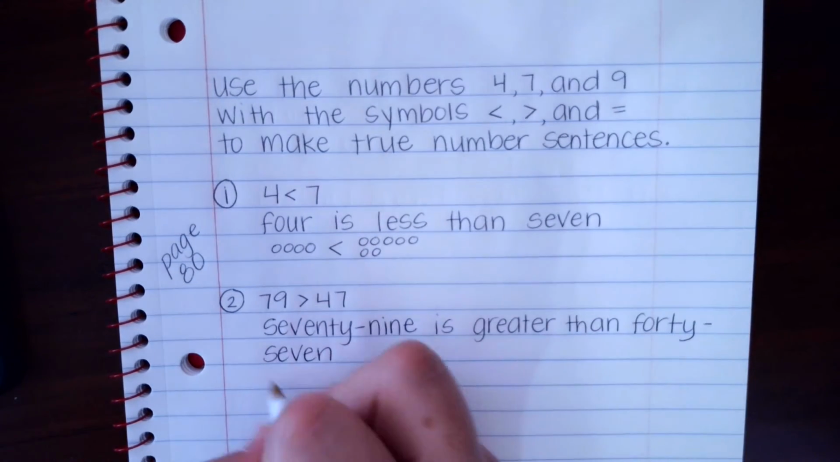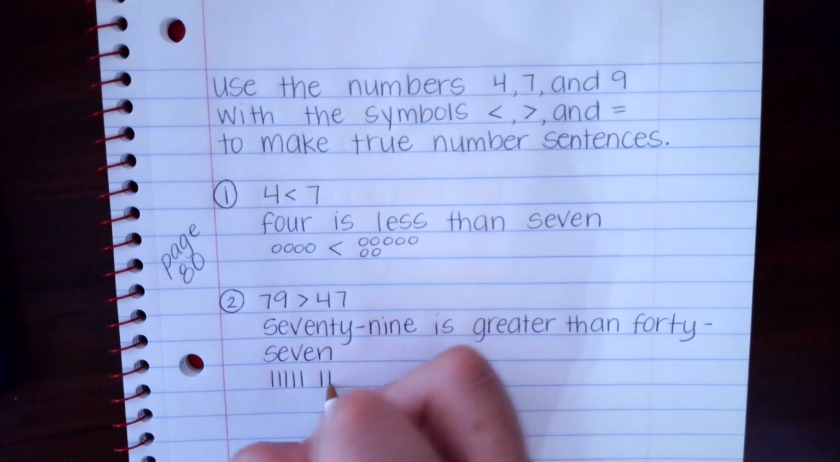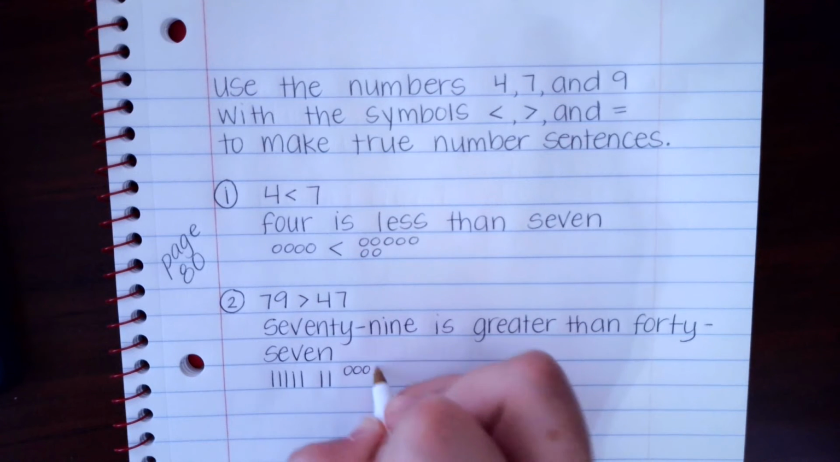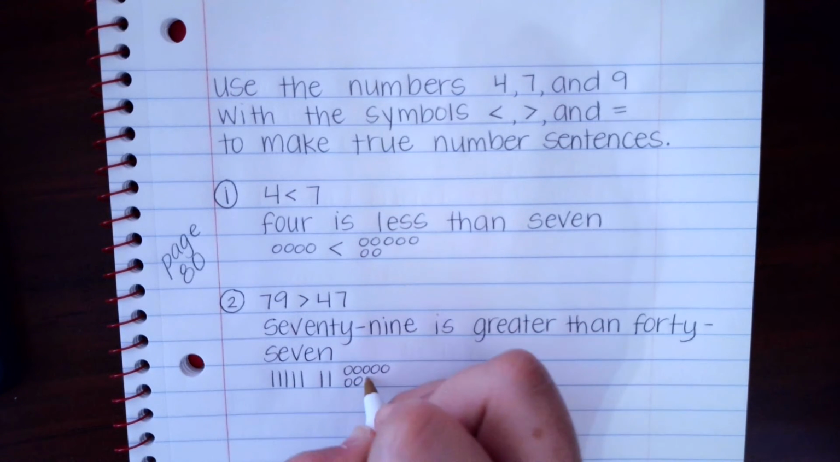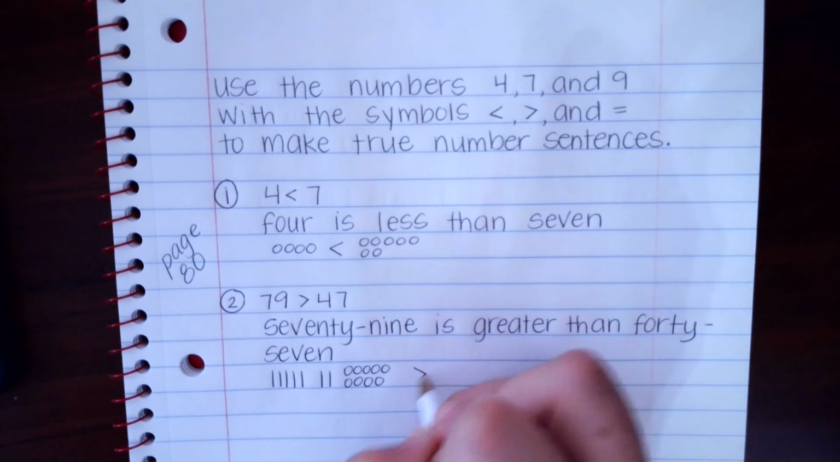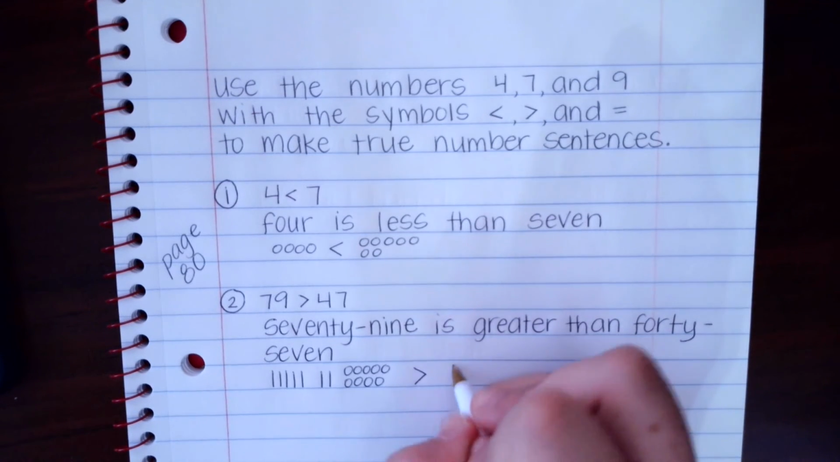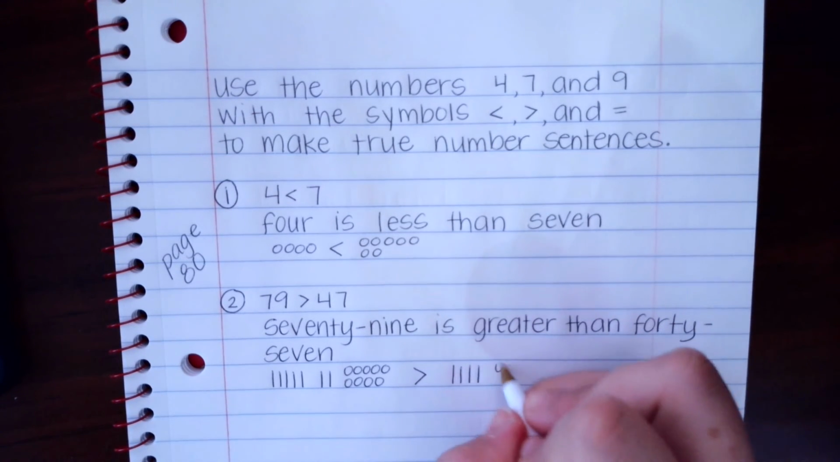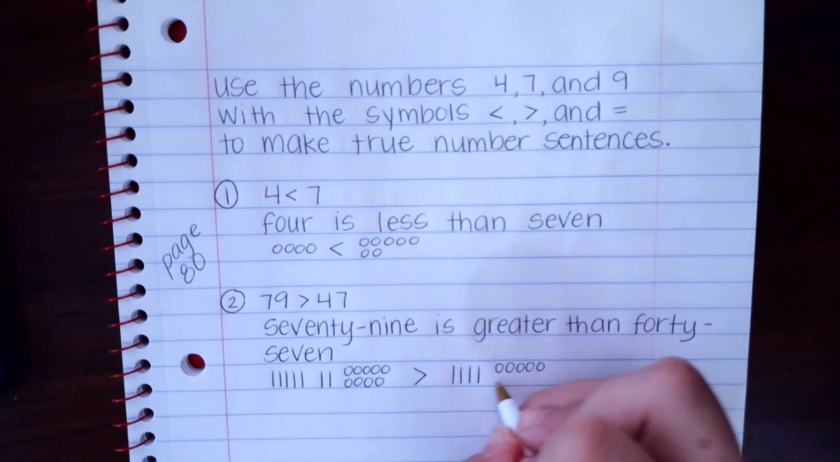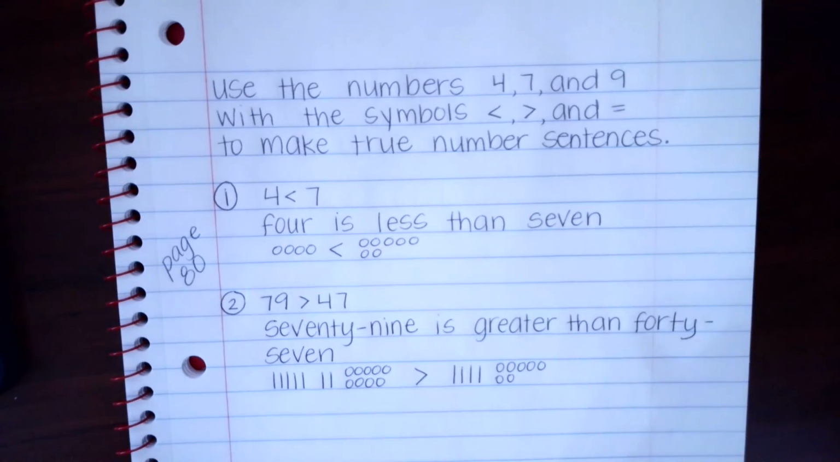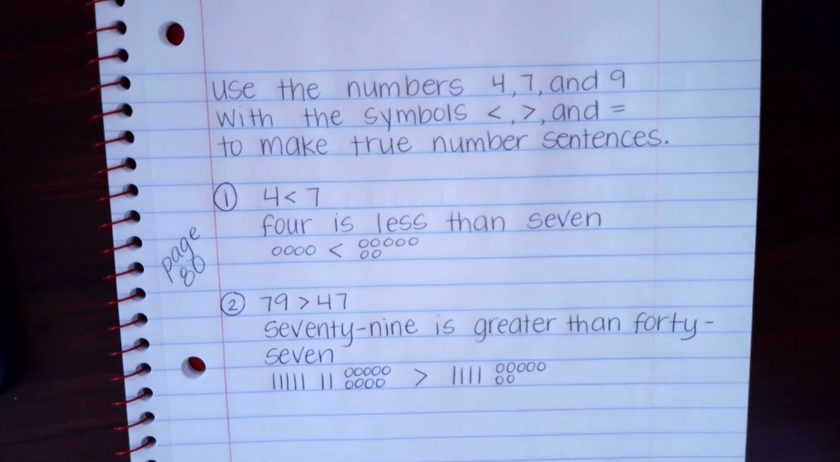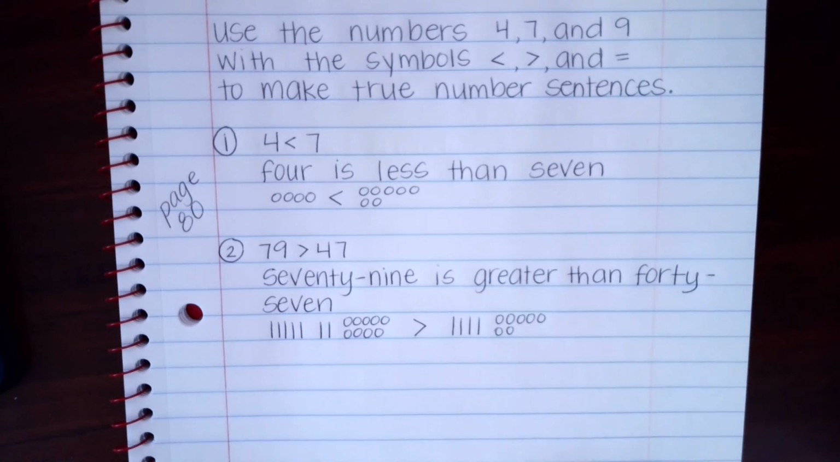And then I'm going to draw a picture. So 79, I have 7 10 sticks and 9 circles, my greater than sign, and 4 10 sticks and 7 circles. And there's the second one. It's done. Now, if you're saying, Mrs. Peterson, I need to do bigger numbers, totally fine.